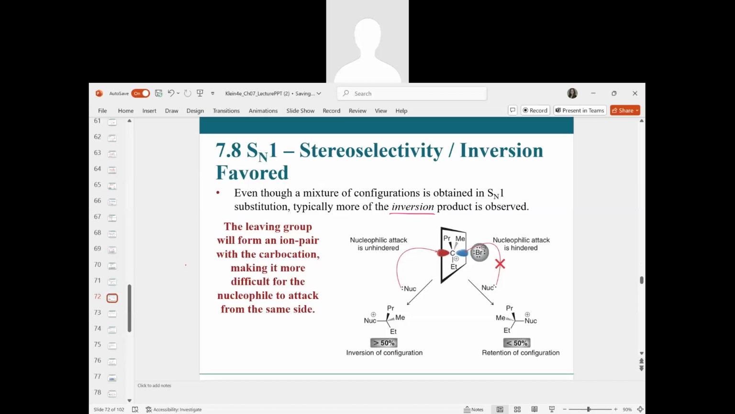And we're shown here why this nucleophilic attack is hindered. So this would cause an inversion of product over here. I'm sorry, it's unhindered rather. So this is our greater percent, and then we have it hindered over here. So we would see slightly less product.